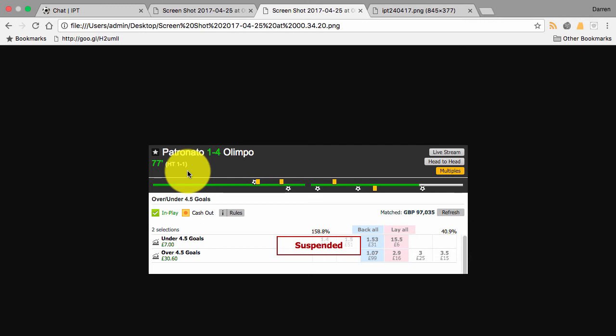The scanner is telling us that there's a lot of action going on. The numbers of shots on and off target are clocking up. The corners are clocking up. The pressure index is clocking up. There's a sense that a goal's coming. Of course, it doesn't always come, and you'll naturally get losing selections. Of course, that's all part and parcel of it.